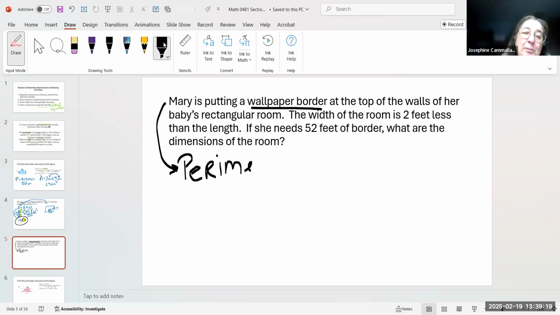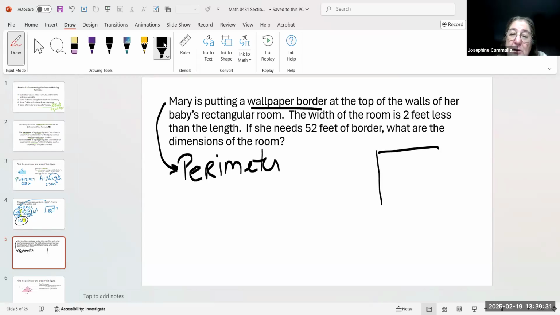Because if you put wallpaper, you're putting it around. Distance around. So therefore, let's look at my room. This is length. This is width. Now the first sentence told us perimeter.